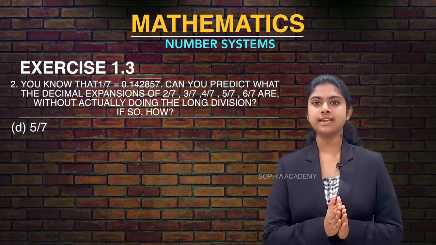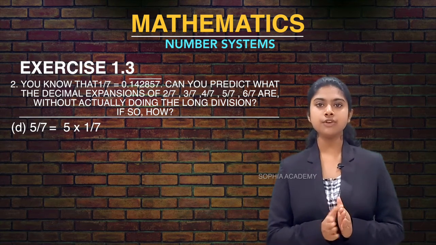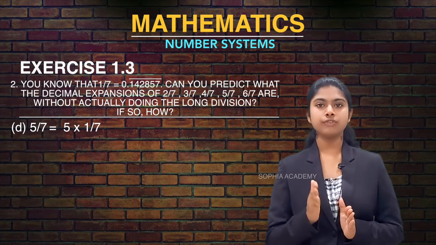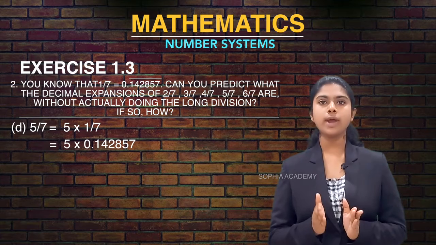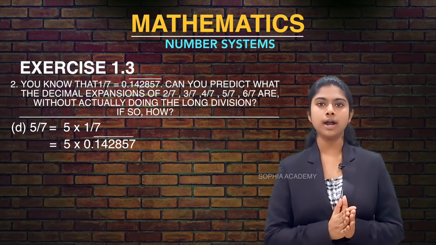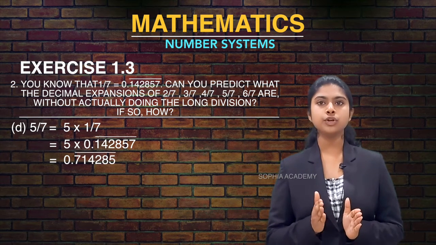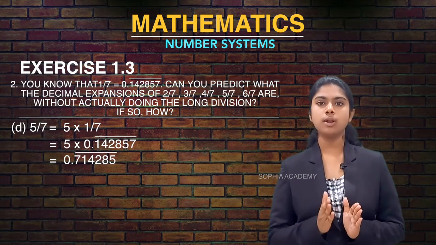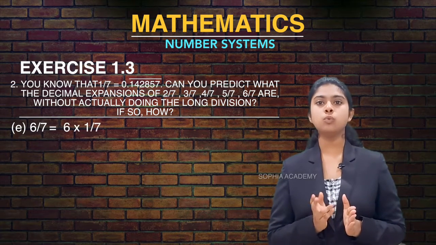That is, 5 by 7 can be written as 5 into 1 by 7. Now substituting the value for 1 by 7, that is 5 into 0.142857 the whole bar, the answer we get is 0.714285 the whole bar. Now for 6 by 7, we can write it as 6 into 1 by 7.